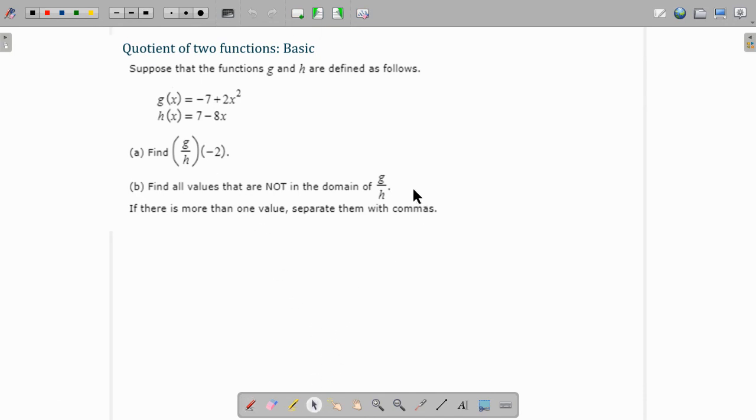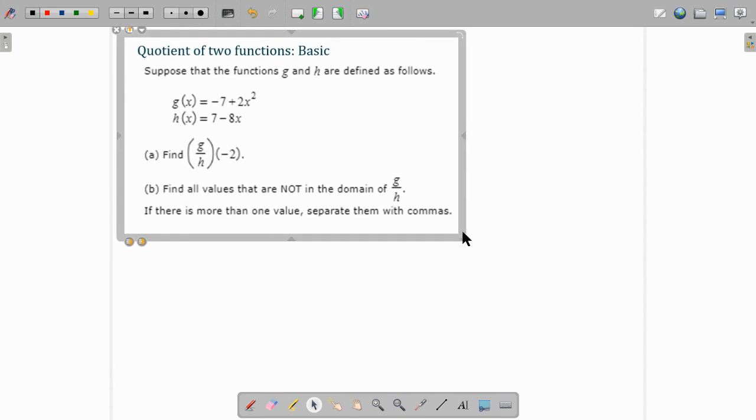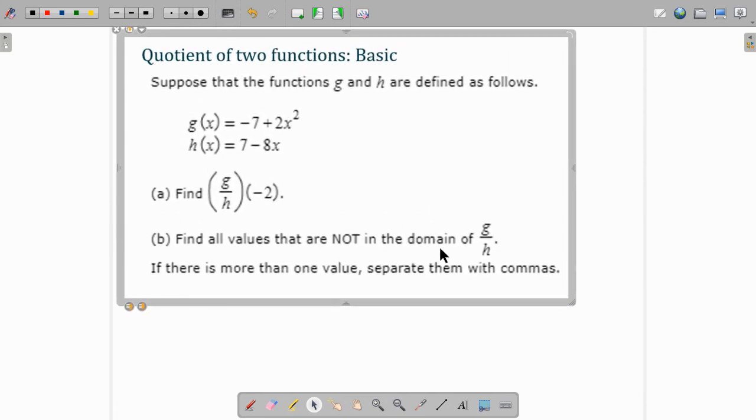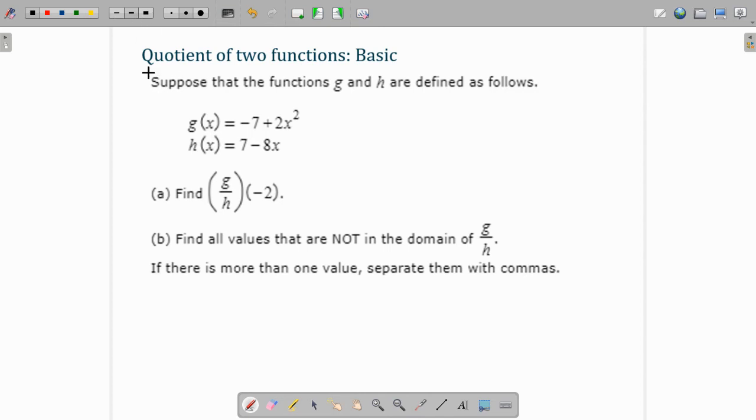All right, so same kind of concept, but now we're looking at division. Quotient is a fancy word for division. So A, find G over H of negative 2. So what we're going to do for A is G of negative 2 over H of negative 2. You can use your calculator here, but you will get a fraction. They don't want a decimal answer. So G of negative 2, negative 2 squared is 4. 4 times 2 is 8. Negative 7 plus 8 is 1.